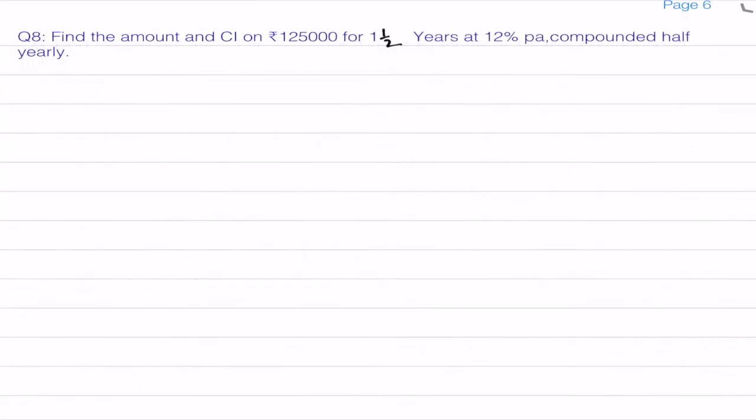Children, the next problem is based on half yearly, and the formula for compound interest and amount will remain the same as the previous formula. The only thing is, we have to halve the rate and double the time. So see the next question.